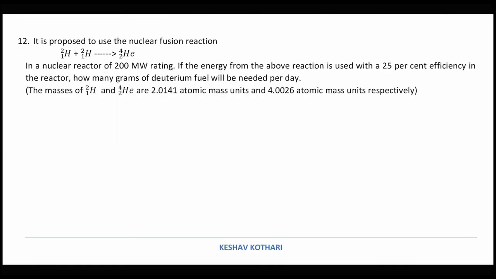It is proposed to use the nuclear fusion reaction where two deuterium are combined together to give a helium nucleus. In a nuclear reactor of 200 megawatt rating, if the energy from the above reaction is used with a 25% efficiency in the reactor, how many grams of deuterium fuel will be needed per day? The masses of deuterium and helium are given to us.